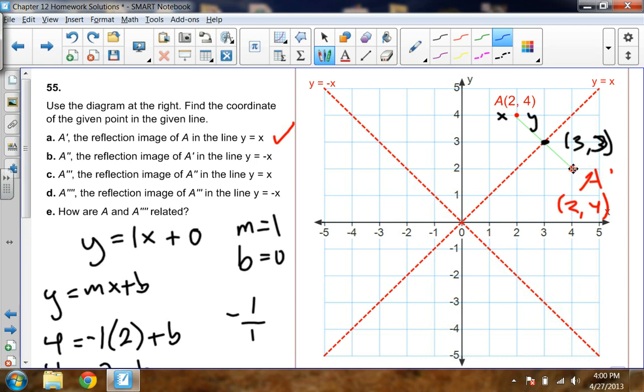So let's count how many down 1s over 1s I need to do here. Down 1 over 1. 1, 2, 3. So that's the reflection. Now I need to go 3 more the same way. 1, 2, 3. And that is my reflection of this point right here. This is A double prime. And that's at the point -2, -4. You might be seeing a pattern already with these reflections and the numbers and such. Okay, that one is solved.